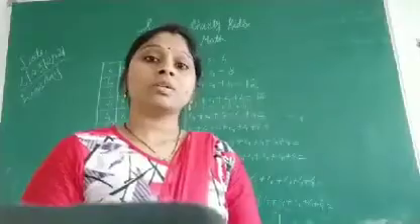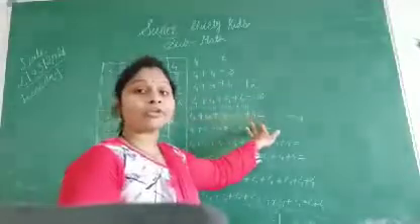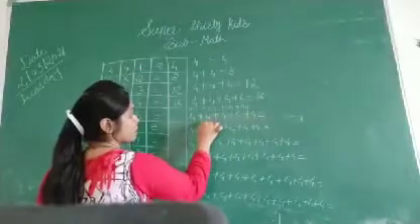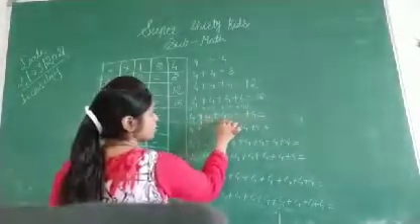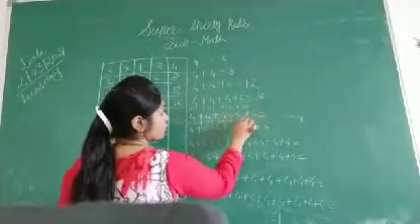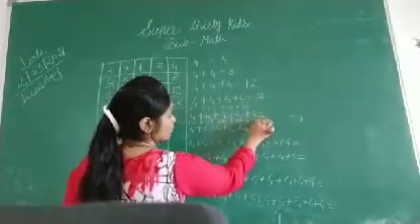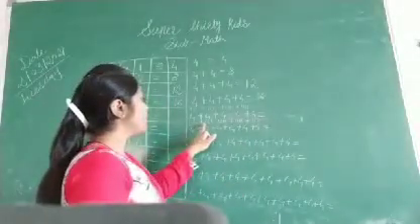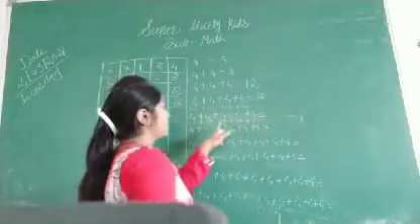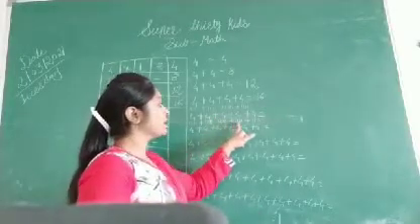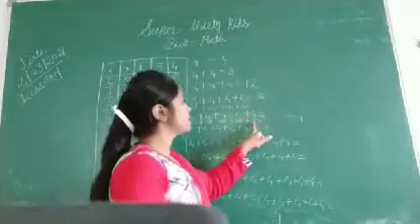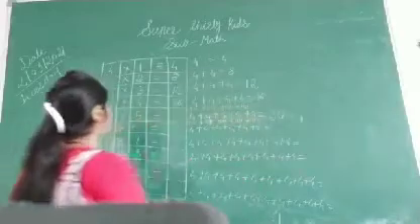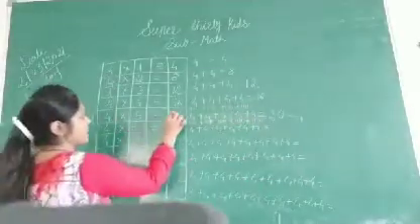Again we do. Now we add 4 five times. 1, 2, 3, 4 plus 1, 2, 3, 4 plus 1, 2, 3, 4 plus 1, 2, 3, 4 plus 1, 2, 3, 4. Now count all lines together. 1, 2, 3, up to 20. We get 20 as the answer. So 4 fives are 20.